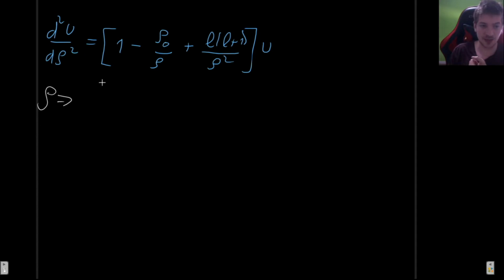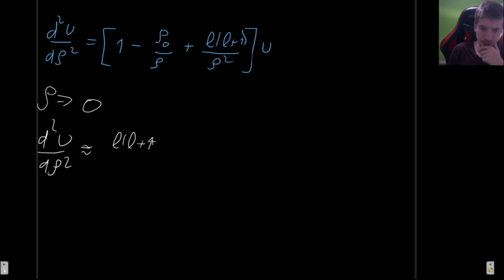The second case that we want to take a look at is what happens when the distance becomes very, very short, so when it's close to 0. Well, then this will become asymptotical to what? So we get d squared u d rho squared. In that case, if we go very close to 0, this term here will dominate. It will be divided by a very small number squared, so this will be very large. So this is what is going to dominate here. So this will be asymptotical to L plus 1 over rho squared u.